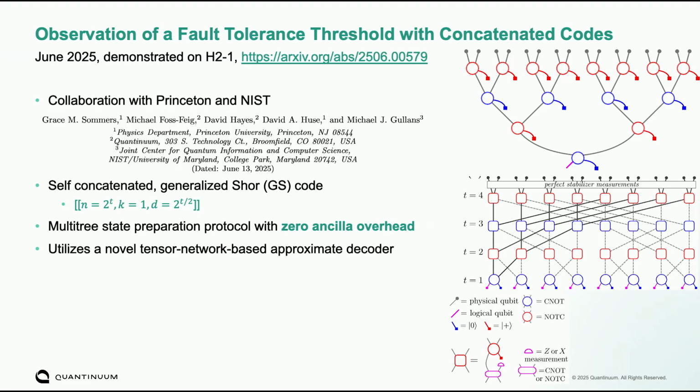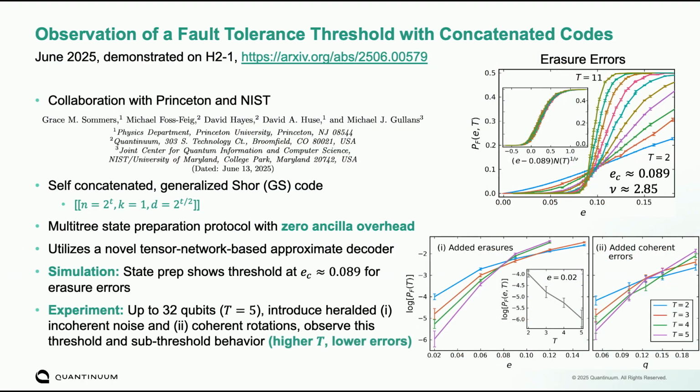But to give a brief overview of what we did on the experiment, we used a self-concatenated generalized Shor code with the [[n,k,d]] parameters shown as such, and then did a multi-tree state preparation with 0 ancilla overhead. And so for some parameter t, it really only required 2^t physical qubits. And then we utilized a novel tensor network-based approximate decoder. And the simulation suggests that the state prep for this method would show a threshold at about 9% for erasure errors.